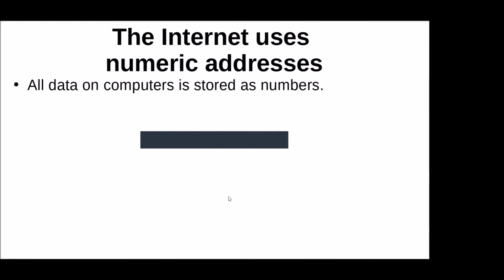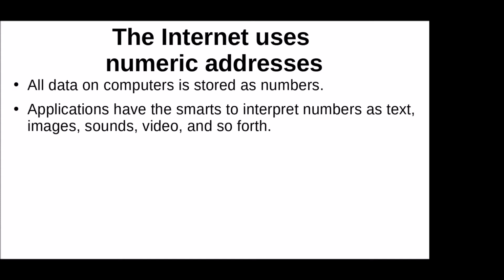But there's one critical difference. The internet uses numeric addresses, numbers. All data on a computer is stored as numbers, as you know. Applications have the smarts to interpret numbers either as text or images or sounds or video and so forth.